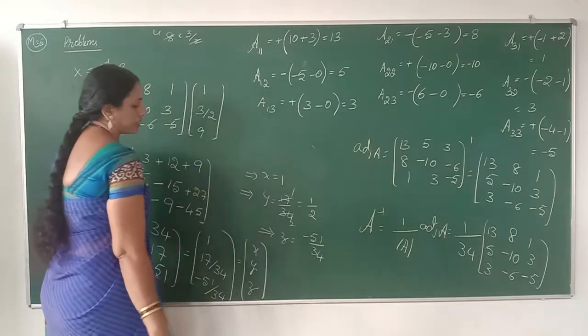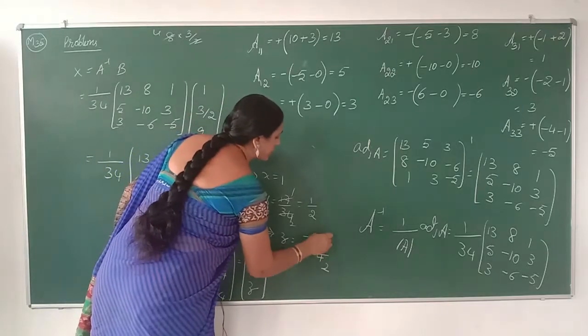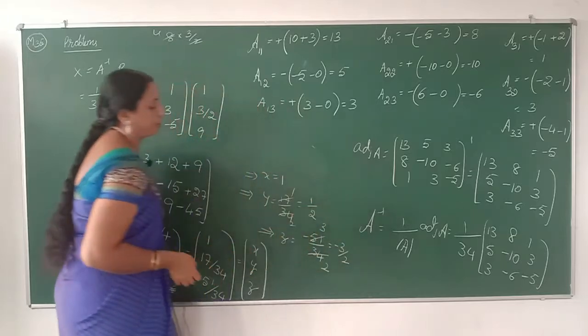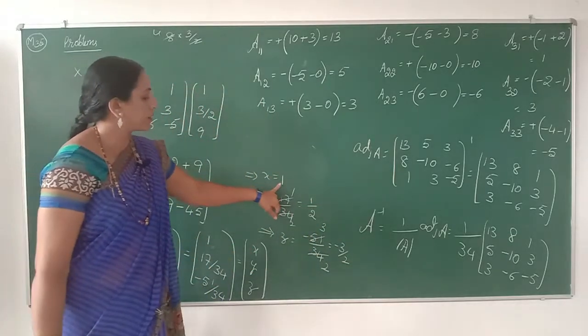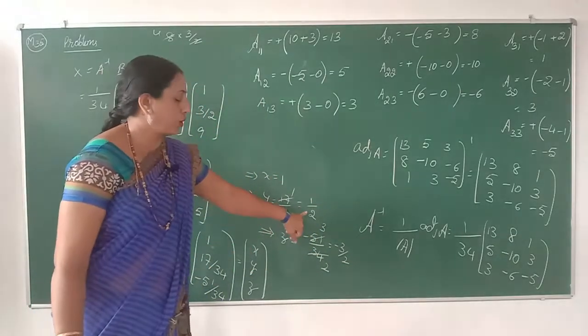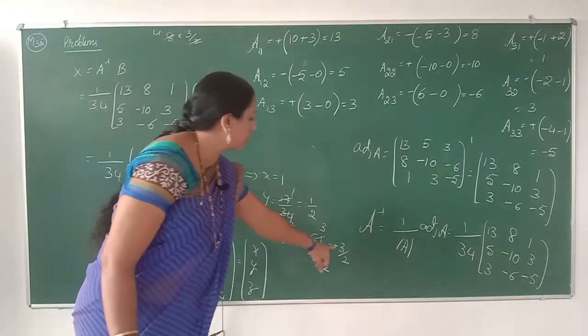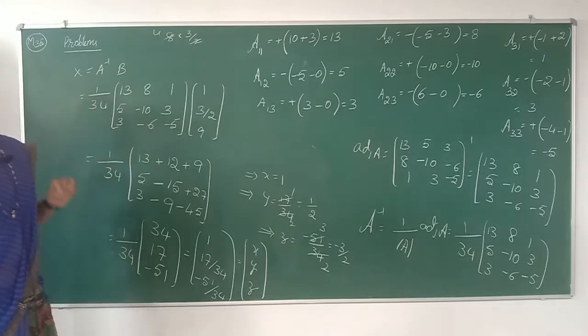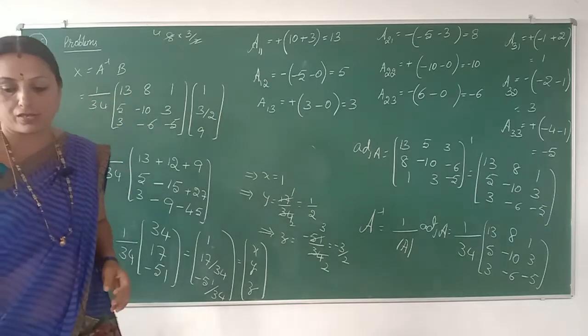So it also gets cancelled by using 17s. 17 twos are 34, 17 threes are 51, that is minus 3 divided by 2. Therefore the value of x is equal to 1, y is equal to 1 by 2 and z is equal to minus 3 by 2. These are called the solutions of the given equations.